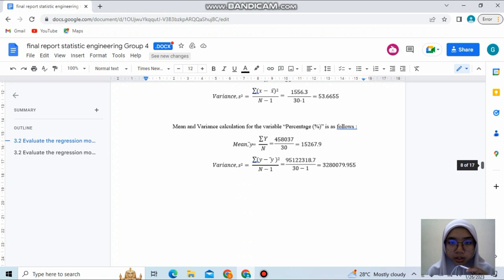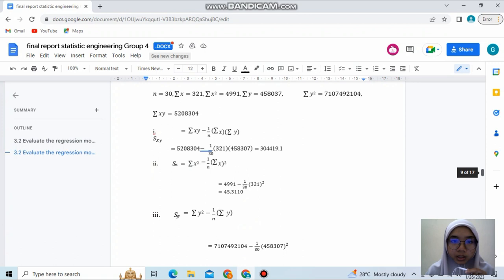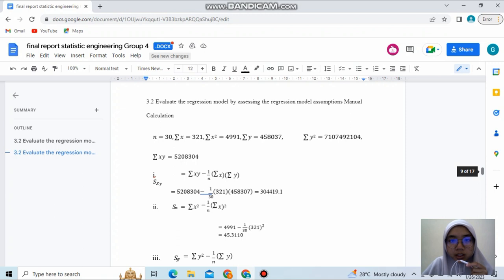And then we find the mean and variance for y. The mean is 15267.9, and then we find the variance, 38 32800795955. And then we evaluate the regression model by assessing the regression model assumptions, using manual calculation.